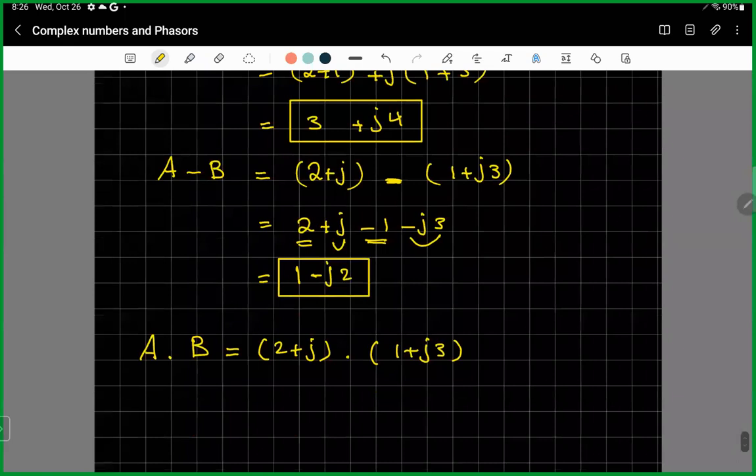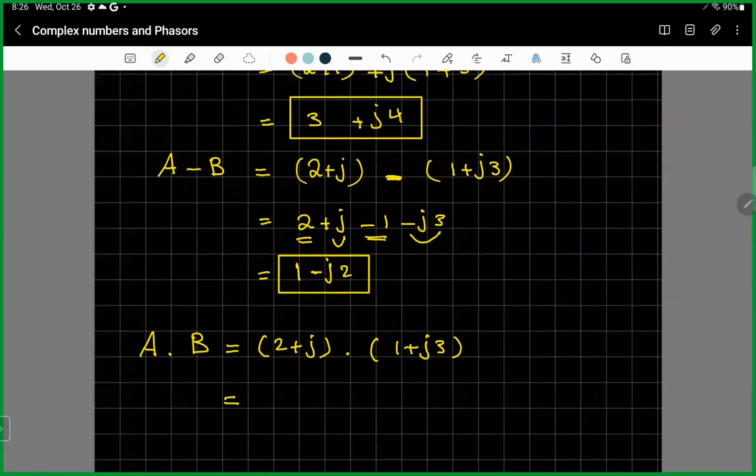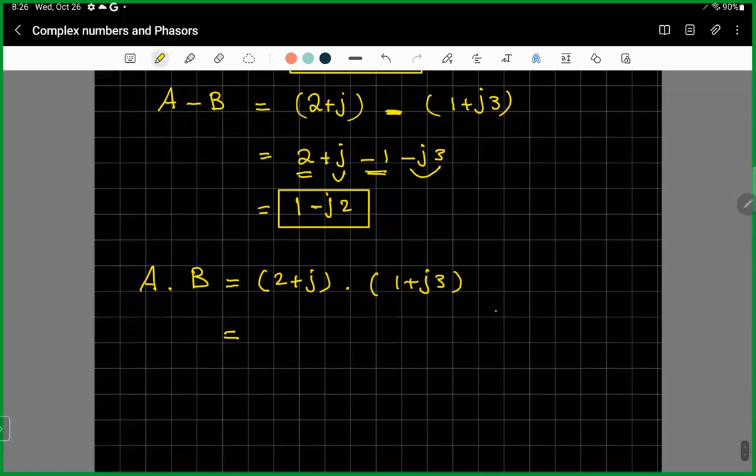Now let's go back. We are going to multiply these two numbers. So how do you multiply? Easy. I'd like to do it in this way: 2 plus j, 1 plus j3. You do it like that.